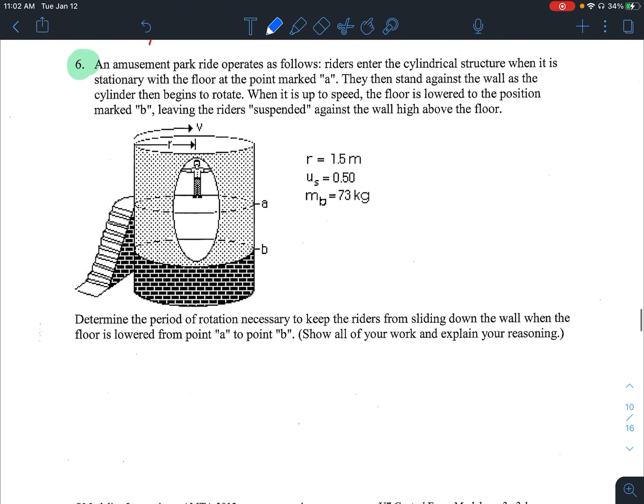For number 6, this is like that Gravitron ride. A lot of times they appear in carnivals. They look like a spaceship. You go in, there's music and lights, and you kind of stick to the wall. So that's a similar thing here.